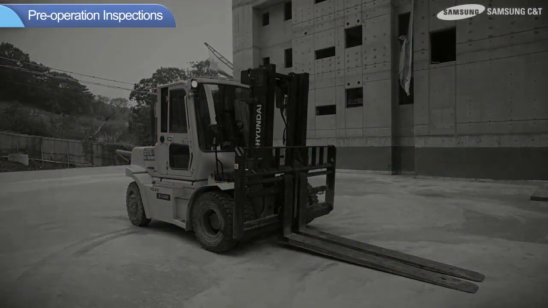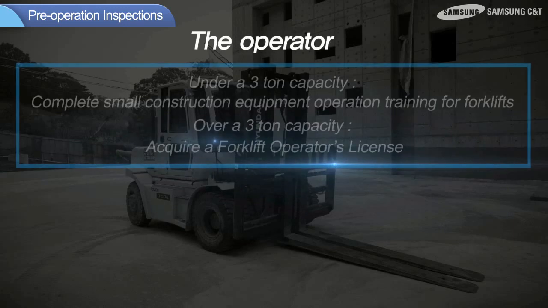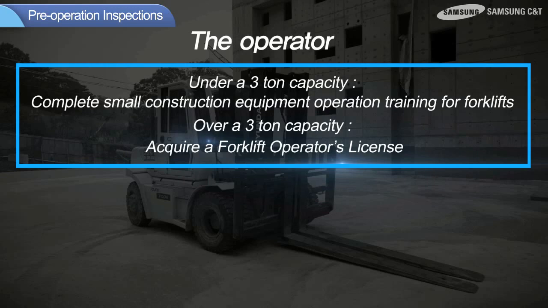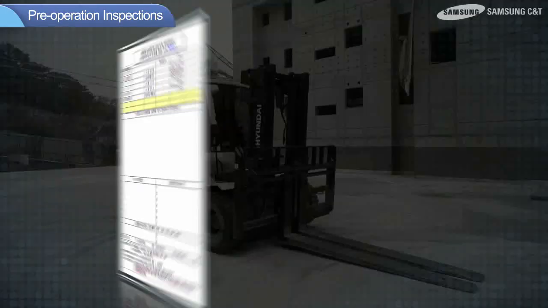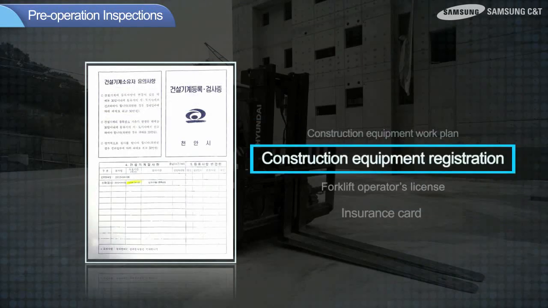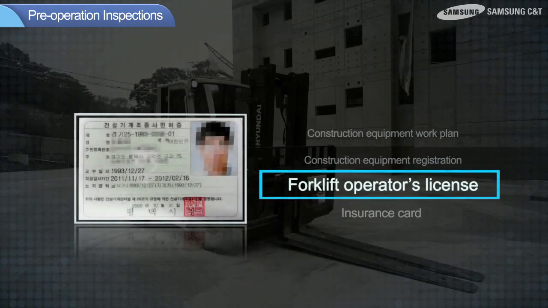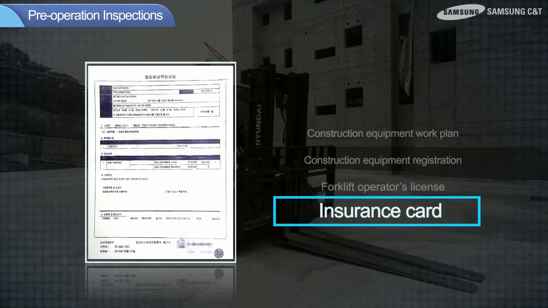Next, here are the pre-operation inspections. Forklifts are inspected periodically once every 2 years or after initial registration according to the Construction Equipment Management Act. The operator must complete small construction equipment operation training for forklifts under a 3-ton capacity. For forklifts with over a 3-ton capacity, the operator must acquire a forklift operator's license from the city, county, or district offices. When the forklift is brought into the site, the construction equipment work plan, construction equipment registration, forklift operator's license, insurance card, and other necessary documents must be reviewed.